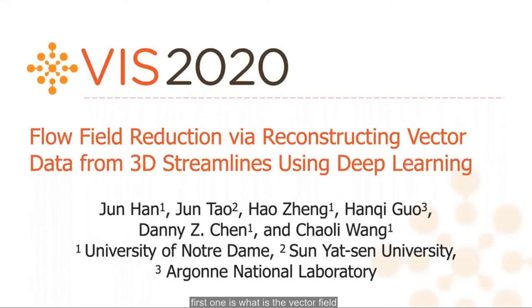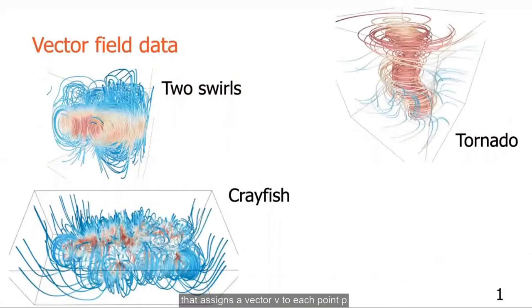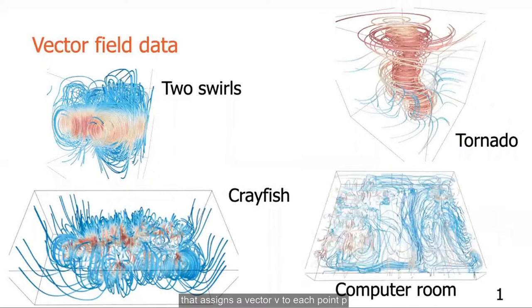So the first question is, what is a vector field? A vector field is a mapping that assigns a vector V to each point P in the domain U. The flow within the space can be represented by vectors. A vector (Vx, Vy, Vz) is assigned to each voxel to indicate both the direction and the magnitude of the flow at the center of the voxel. Many natural phenomena can be represented as vector fields, such as tornadoes, hurricanes, and two swirls.